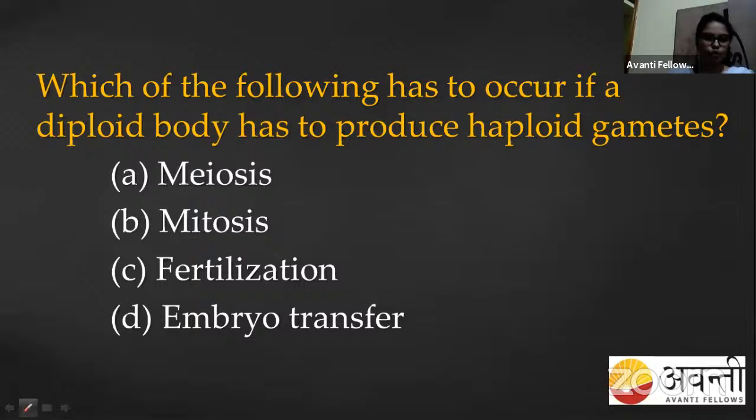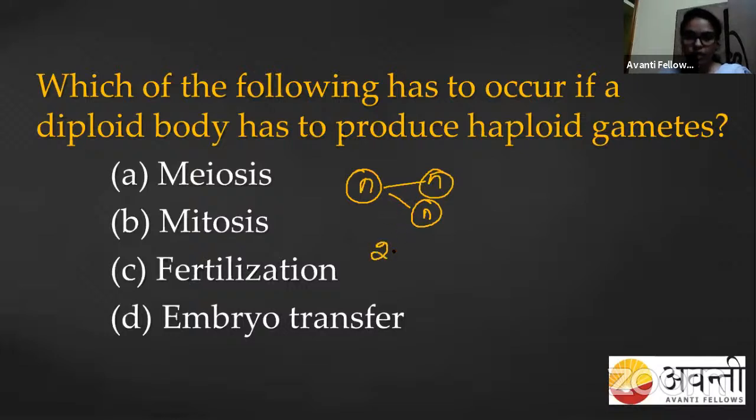So what are they asking here, students? Which of the following has to occur if a diploid body has to produce haploid gametes? Yesterday in my class, I had told you a few sentences that were directly taken from your NCERT. What I had told is, if the parent is haploid, it will give rise to the haploid gametes only. So let me write here, if the parent cell is haploid, it will give rise to the haploid gametes. So if the cell division happens within 2n, then again 2n, 2n.